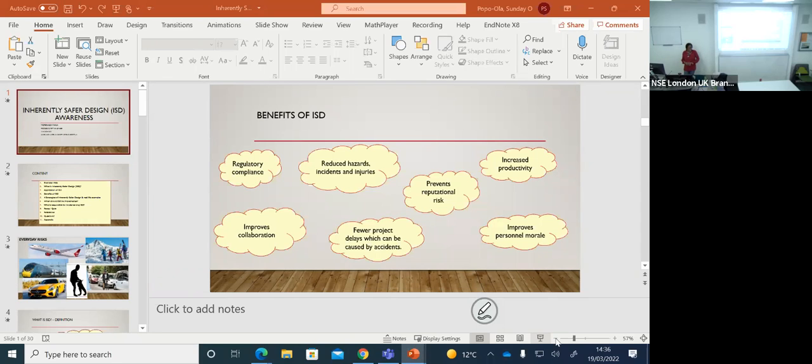Other reasons we want to incorporate inherently safer design on our jobs is to reduce hazards, accidents, and injuries. It's to prevent reputational risk. When there's a big accident, like when the BP Macondo happened, BP had big reputational issues, share prices fell, very bad for them. We do not want that. It helps to improve morale amongst workers. When workers feel safe in the environment, they're more motivated to work and they're happy people. And on a project, when accidents happen, delays happen because the health and safety executive has to come in, investigate, and shut your project down, and you lose millions of pounds. Generally there's also collaboration. Projects that put safety first tend to have a collaborative approach to doing their work.